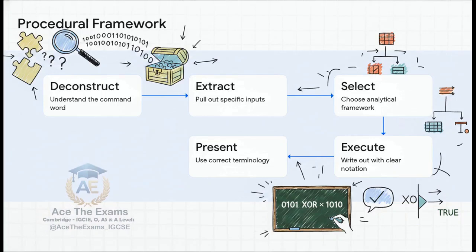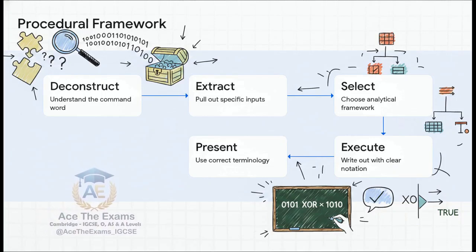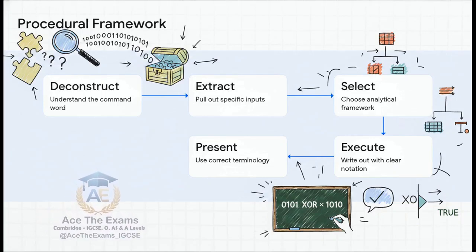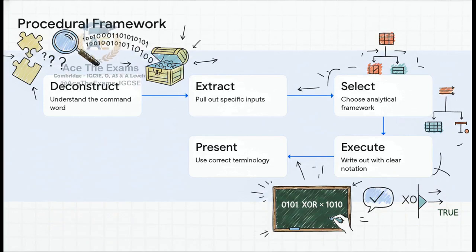Step 3. Select your analytical framework. Is it going to be a truth table or a trace table? Step 4. Execute with clear notation. Write out that binary clearly so the examiner doesn't have to squint. Step 5. Present with the correct terminology. Please don't say it flips. Say, the XOR gate outputs true due to differing inputs. This procedural framework develops the exact skills needed to prove your practical application.